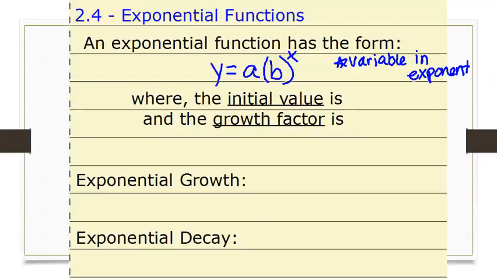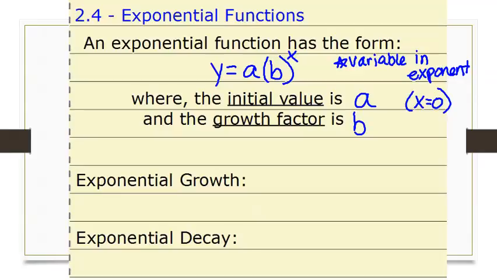The initial value is a. So the initial value is when x is equal to 0. So if you plugged in 0, any number raised to the 0 power goes to 1. So the initial value will always be a. And then the growth factor is b, the base of the exponent.